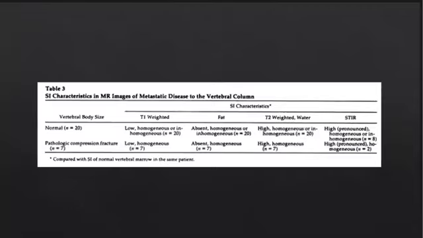This chart summarizes marrow signal intensity characteristics that were found in patients with metastatic disease to the vertebral column with or without pathologic compression fractures of vertebral bodies. This chart will also be available after this presentation.